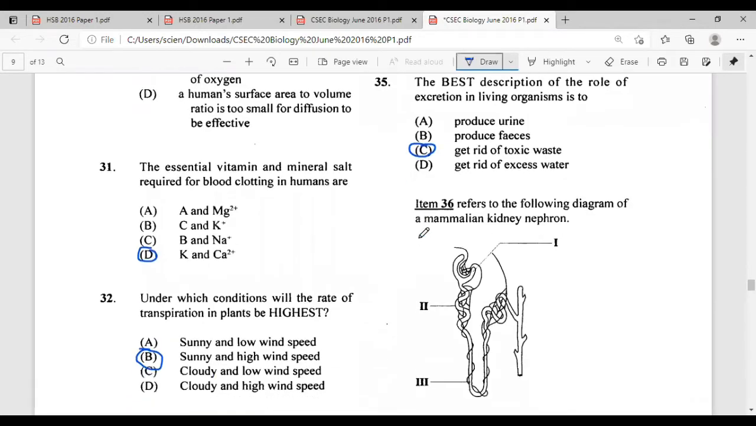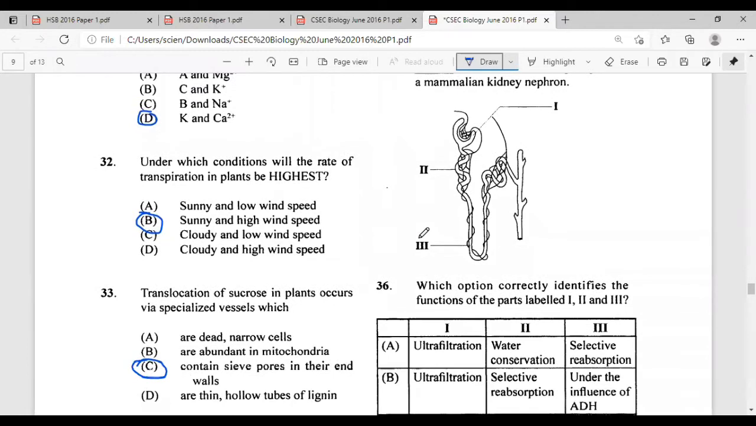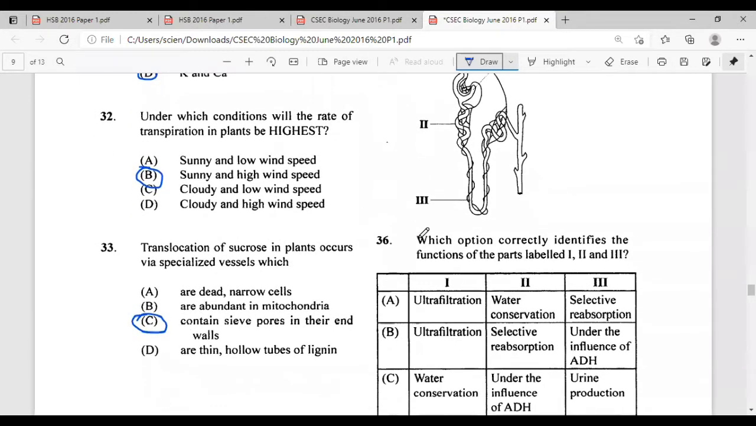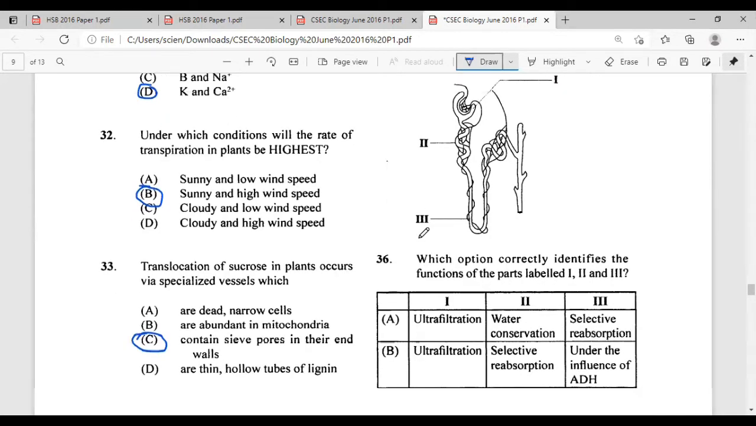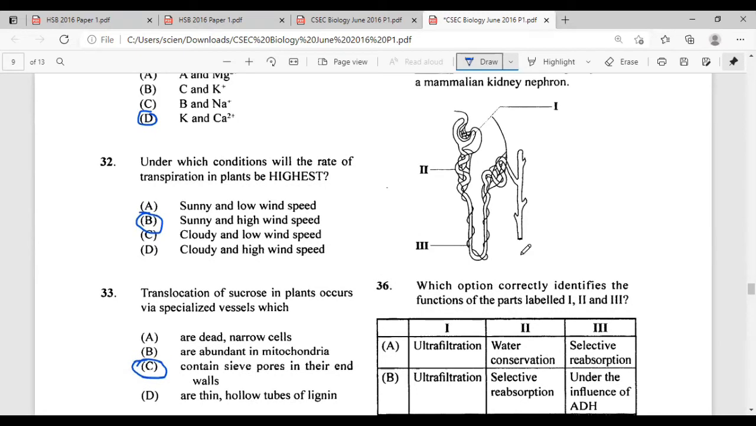36. Item 36 refers to the following diagram of a mammalian kidney nephron. So we have the nephron. As usual, move to the question. Which option correctly identifies the functions of the parts labeled 1, 2, and 3? So now we can go back to the diagram and look at it. So to answer this question, we have to know what 1, 2, and 3 are.